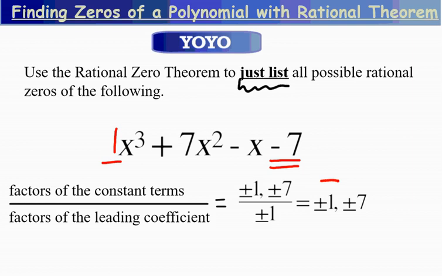So that means instead of checking infinite values using synthetic or long division, you only need to check 4. It means your x-intercepts are either going to be a 1, a -1, a 7, or a -7. Those are all of the possible ones. So technically there's 3 of them, so all of them are listed in here. So one of these will not work and 3 of them will work. So that's a lot fewer numbers to check than all of the numbers.